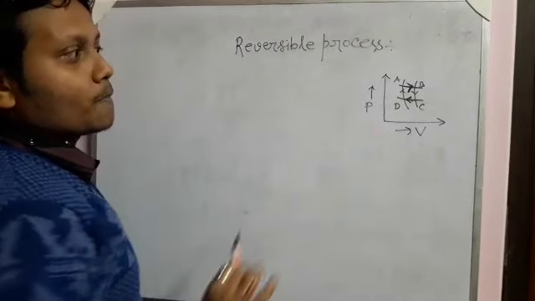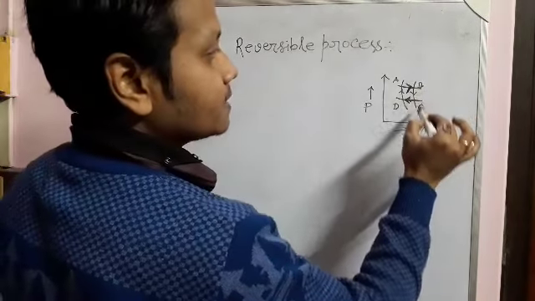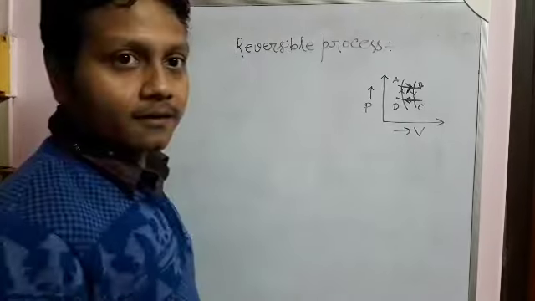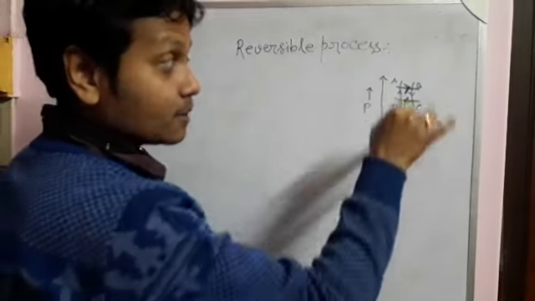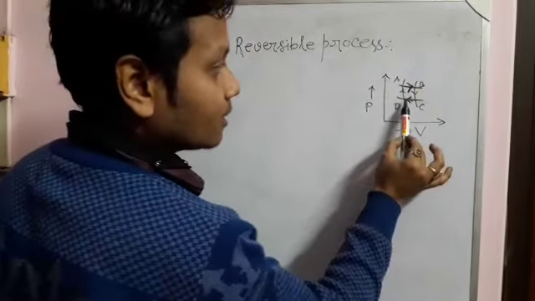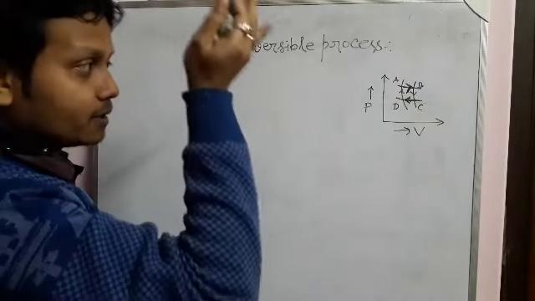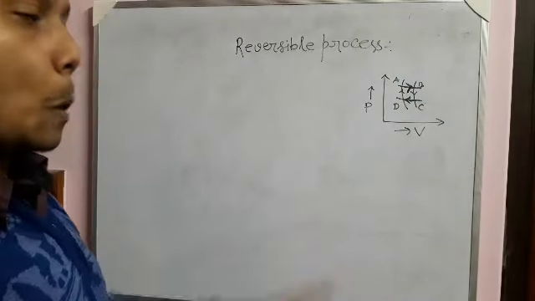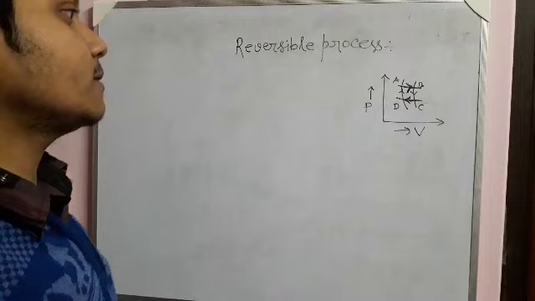Okay, so similarly along BC there is adiabatic expansion, the temperature falls down, and along DA adiabatic compression, temperature rises. So this is a suitable example of a reversible process.